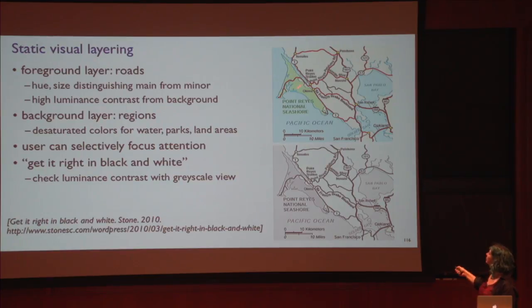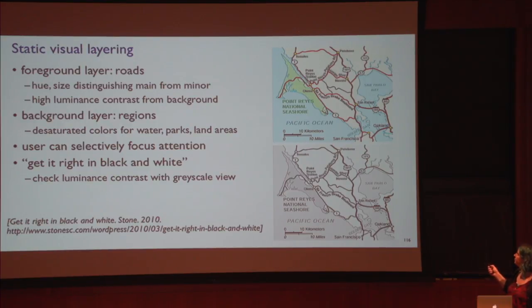The thing to notice in this view is actually there really are 2 layers. There's this highly saturated, high luminance contrast foreground, which are basically the roads. And then there are these sort of desaturated background layers. Remember how we said large regions should be desaturated? If this ocean were bright blue, it would sort of blow your eyes out, but it's a much more desaturated blue. And so you're able to see these other distinctions between parks and ocean and land.